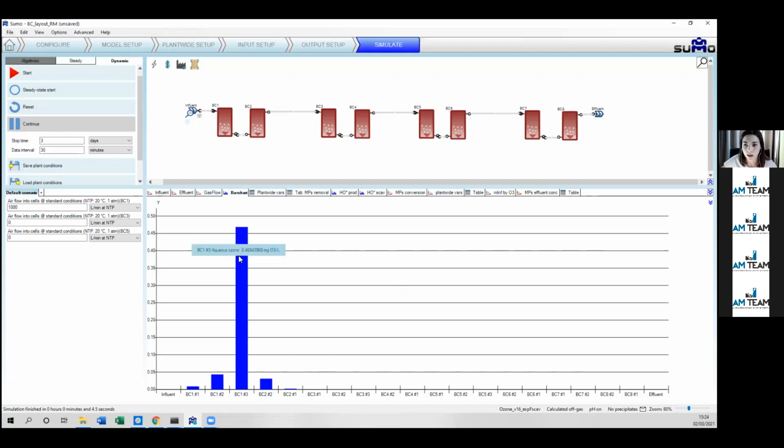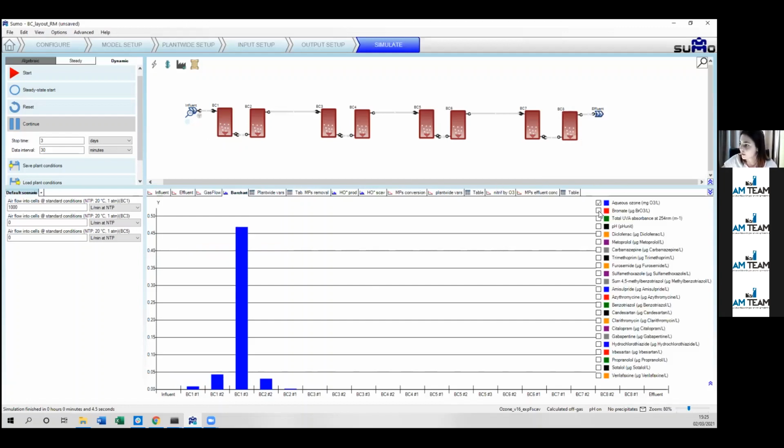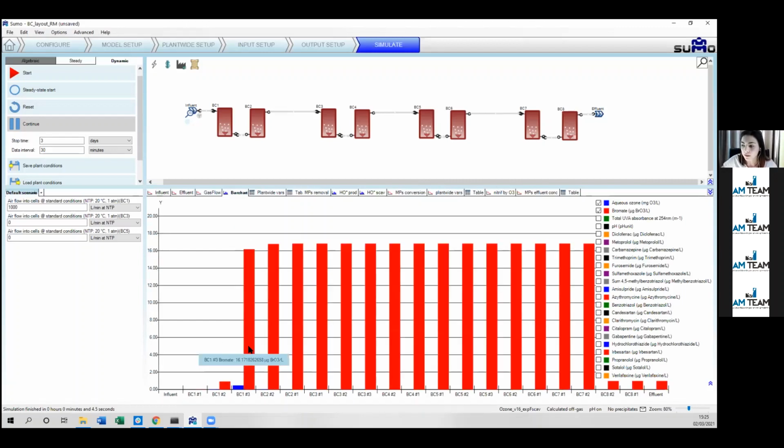The ozone concentration, the ozone residual, is higher in the third compartment of the first bubble column, where we are dosing ozone. Then there is some ozone residual downstream and also some ozone residual upstream in the upper compartment of the BC1. Now, if we look at the bromate concentration, we see that there is a spike of bromate formation where the ozone residual is highest. And there is also a little bromate formation downstream and a little formation of bromate upstream.